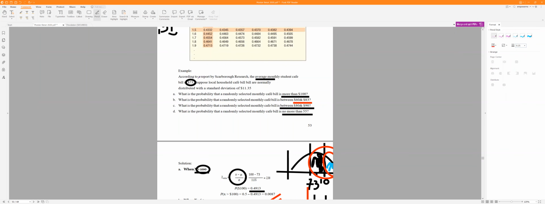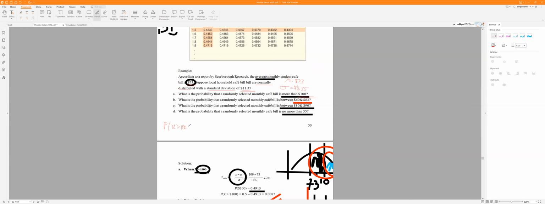Okay, we have a question. According to a report by Scarborough Research, the average monthly student cafe bill is $73. So you know directly that the mean is $73. And it's normally distributed, hence use the Z table, and the standard deviation is $11.35. So you mark that out directly. Don't forget to do that. It makes your life easier, trust me. A: what's the probability that a randomly selected monthly cafe bill is more than $100? So you're basically asking P(X > 100), where P is probability.